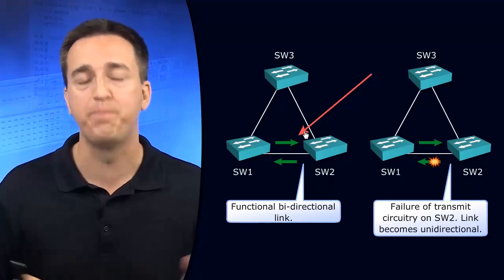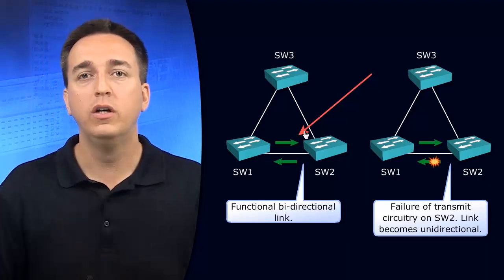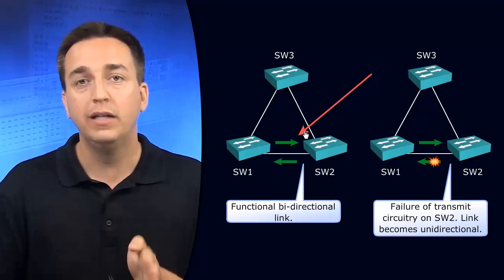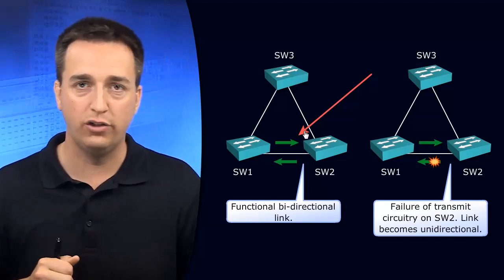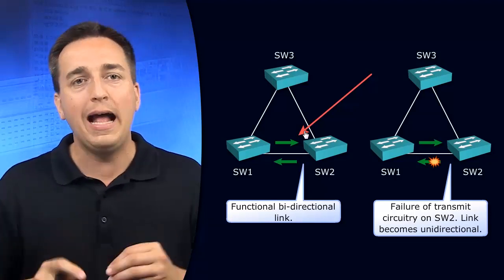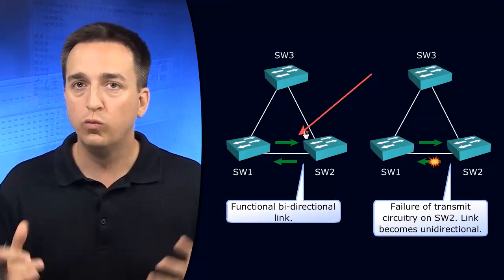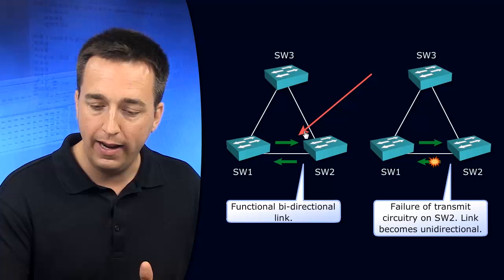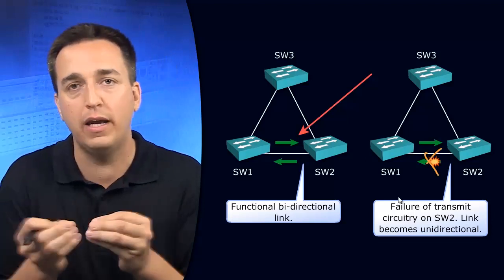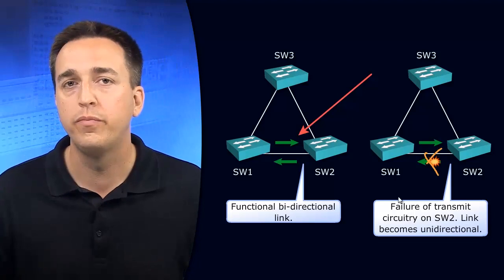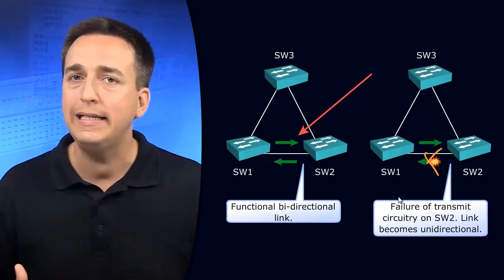But with fiber, you have a fiber strand that is being utilized for one direction, and then you have that other fiber cable that's being used for the other direction. So we could have a unidirectional link with fiber really easily by accidentally cutting, crimping, destroying one of the fiber cables in that pair. However, with copper, it's not as easy.